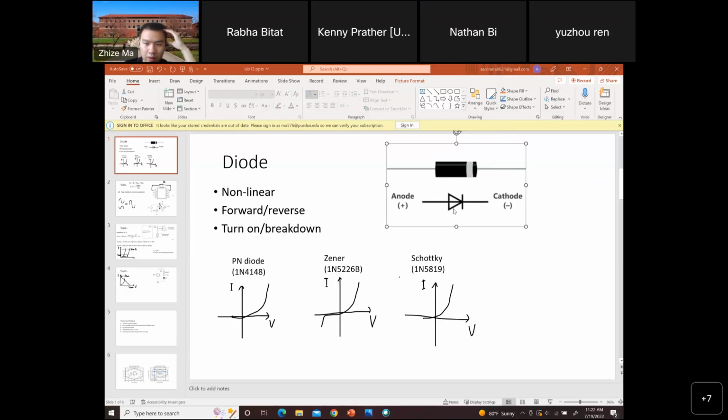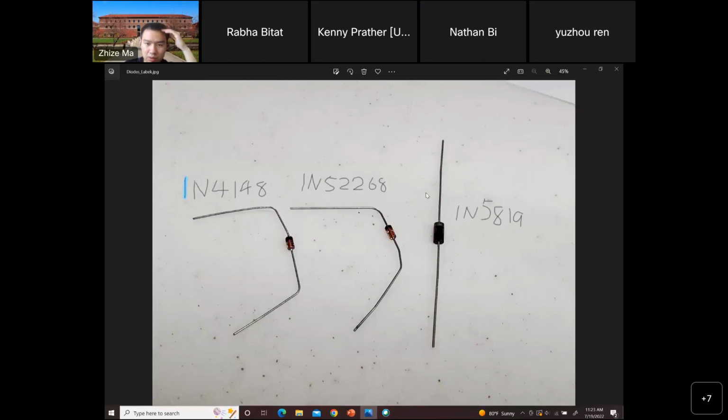You will see the diode looks like this in your lab kit. For this week you're going to play with three kinds of diode: the PN diode, which is 4148, the Zener diode 5226, and the Schottky diode 5819. I will send this picture on Brightspace, and you will see those three diodes look like this.